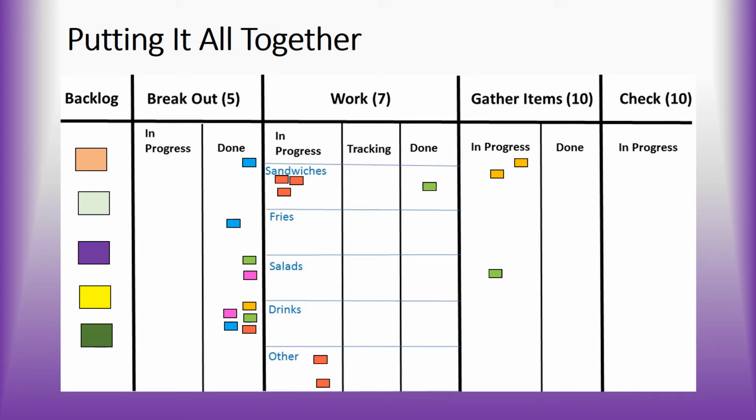When the food items reach the gather section, they move so that all the items in the same order can group together. We also are down to 5 items in the work section, so we can take 2 more from the breakout's done column. When the gold drink moves to the work section, the breakout section is down to 4 colors, so we can bring in 1 more from the backlog.